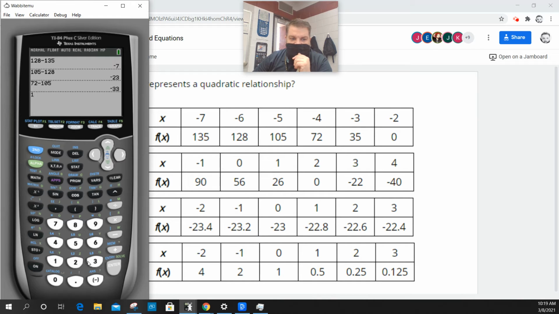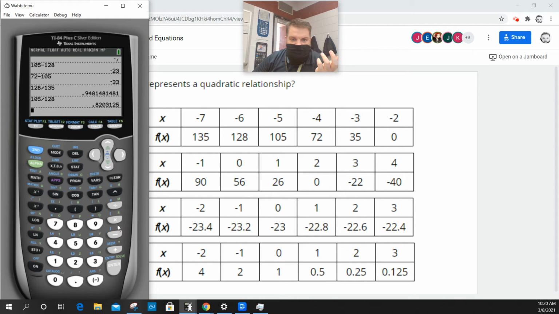The other thing you could do is say 135 divided by 128, or actually you'd do that the other way around. You'd say 128 divided by 135, and you get that number. And then you would say 105 divided by 128, and so there's no consistent pattern. So now we'll move on to B. It's not linear, but it doesn't appear to be quadratic.